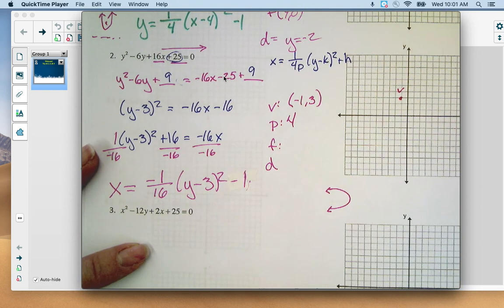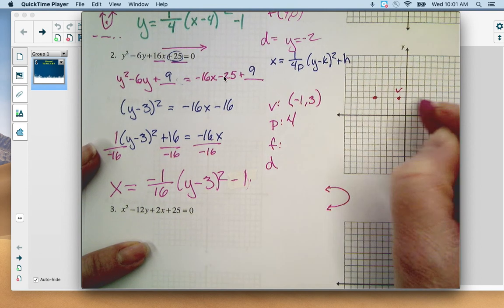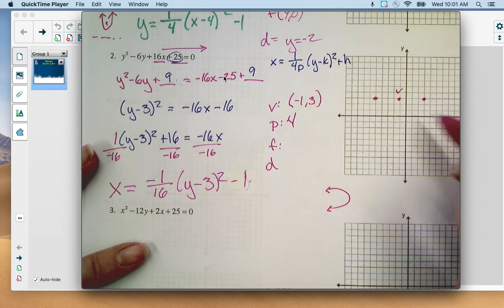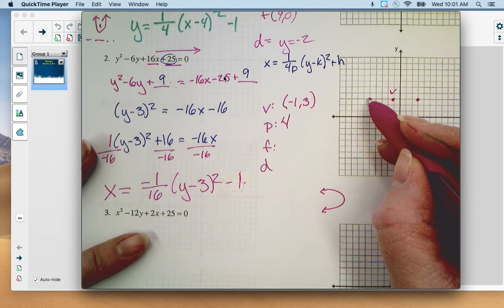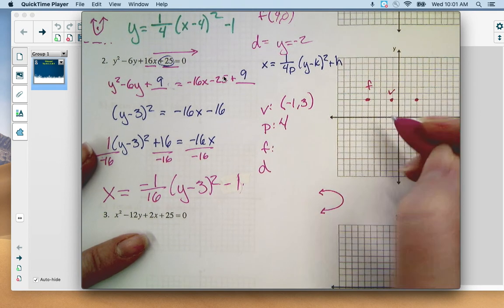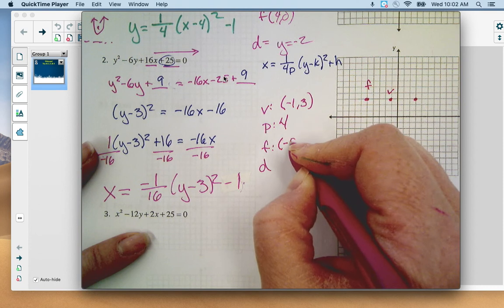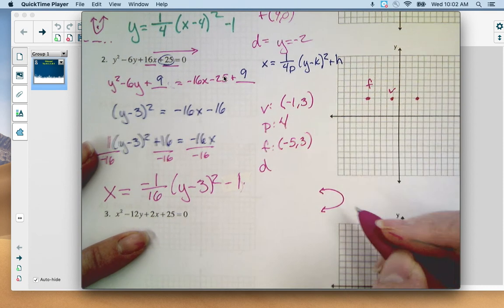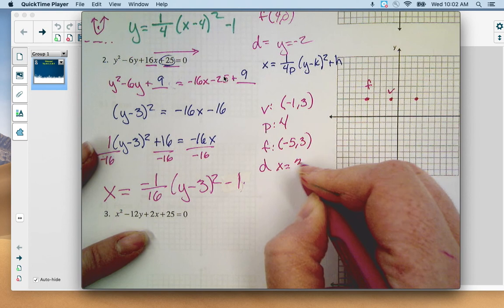And now I'm not going to be going up 4 and down 4. I'm going to go to the left 4 and go to the right 4. If it's opening to the left and right, if I go to the left 4, am I finding the focal point or am I finding the directrix? Focal point. So that's now negative 5, 3. And your directrix would be x is equal to.